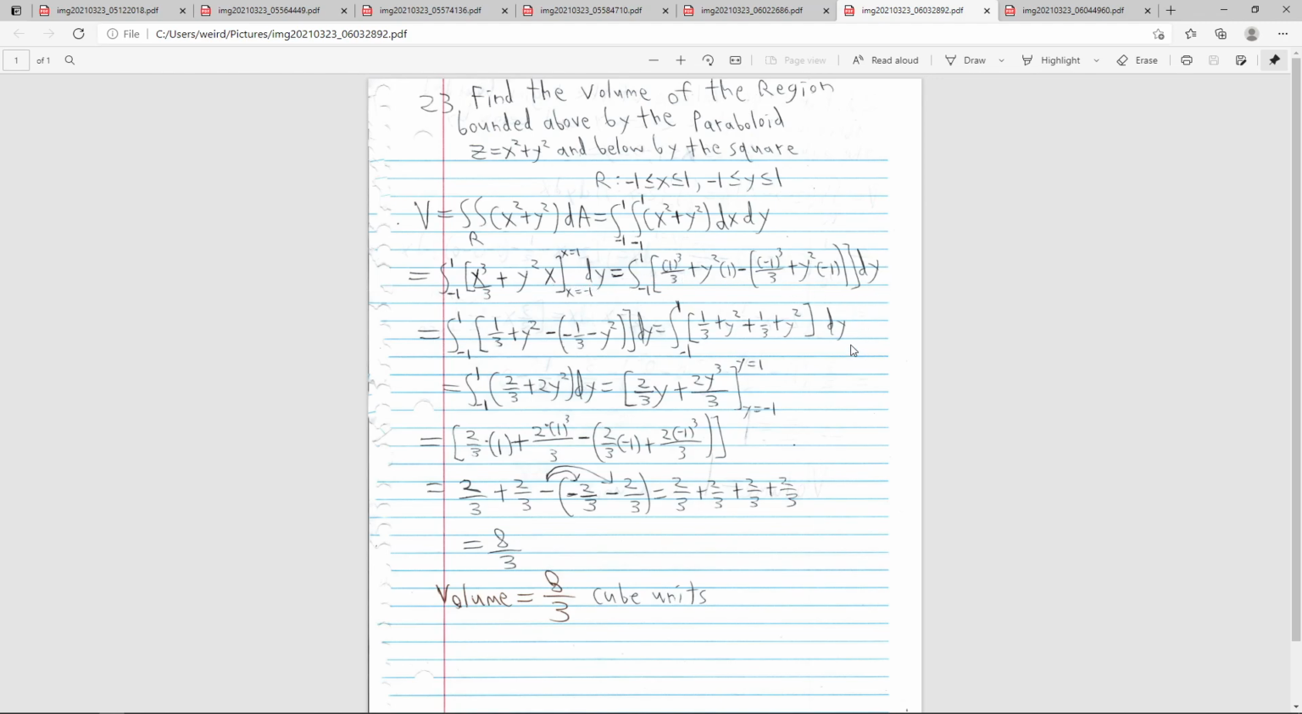I did dx dy. It's one of those where it's basically the same. It's pretty much going to be the same amount of work, regardless of which direction you integrate by. And you get 8/3, and I say cube units or whatever, because it's technically a volume.